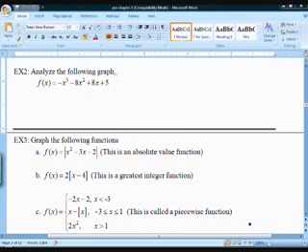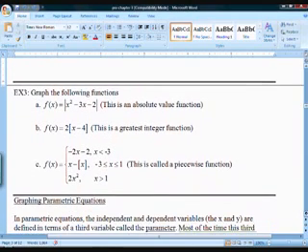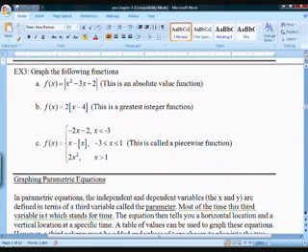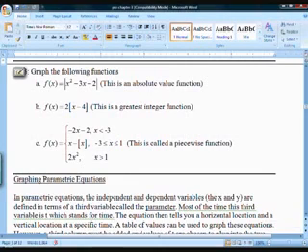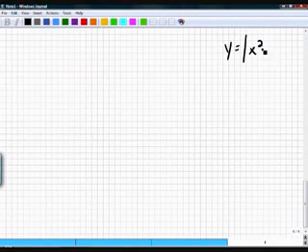Here we go. The next problem says graph the following functions. The way I want you to graph these is by using graph paper. Okay. On these problems, they're simple graphs. You can check it on a graphing calculator, but I don't want you to do it completely on a graphing calculator. First one says y, or f of x, equals the absolute value of x squared minus 3x minus 2.